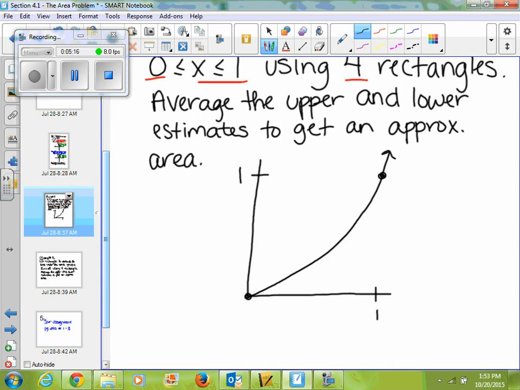Then it tells us to use 4 rectangles. So that tells me that I'm going to split 0 to 1 into 4 pieces. So 1/4, 1/2, and 3/4. You take whatever your last value is on your graph that you care about, so in this case it's 1, and then you divide it by the number of rectangles that you need.